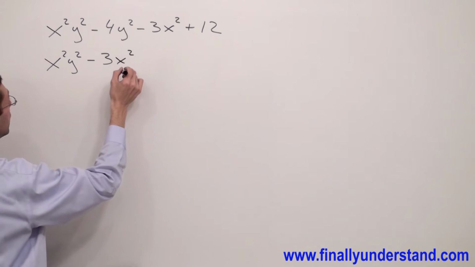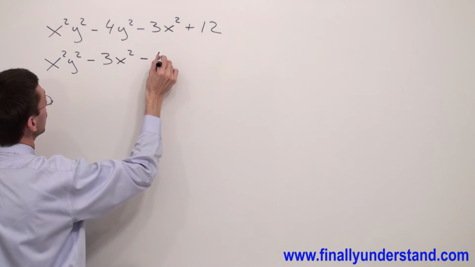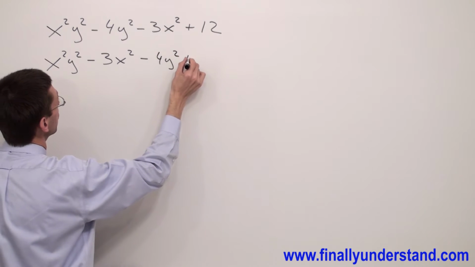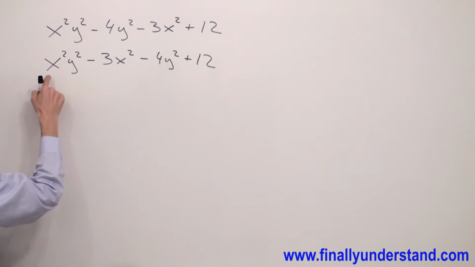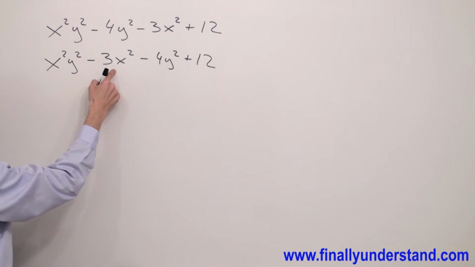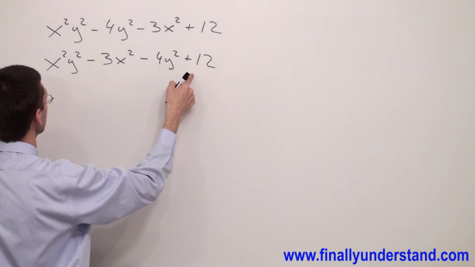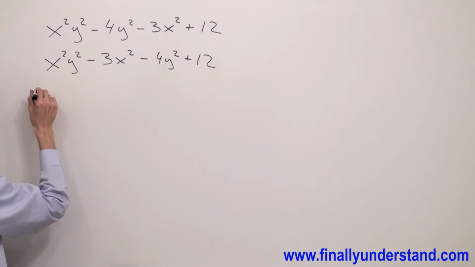3x squared minus 4y squared plus 12. Why? Because I can factorize x squared from these two terms, and I can factorize 4 from these two terms. Okay, so I'm going to factorize x squared first.